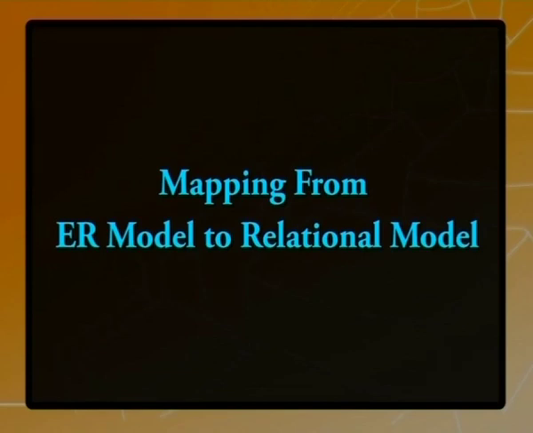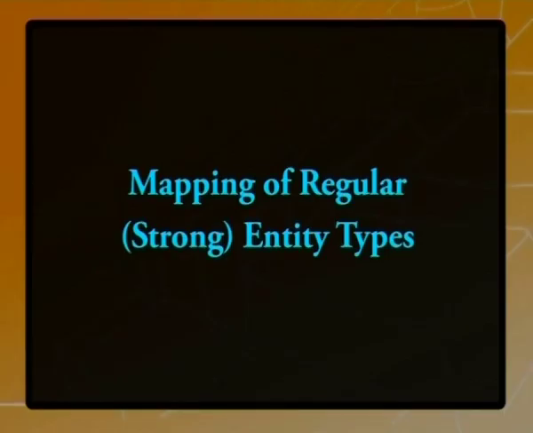Now, let us look at the mapping from ER model to relational model. For mapping an ER model to relational model, a 7-step model is followed. These steps include mapping of regular entity sets to mapping of n-ary relationship types. These steps are discussed one by one. First is mapping of regular entity types.